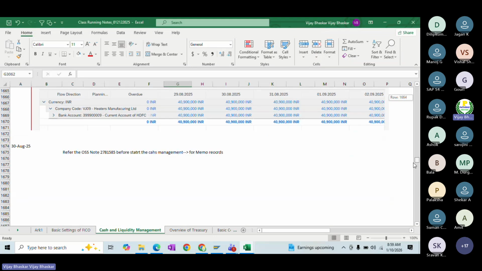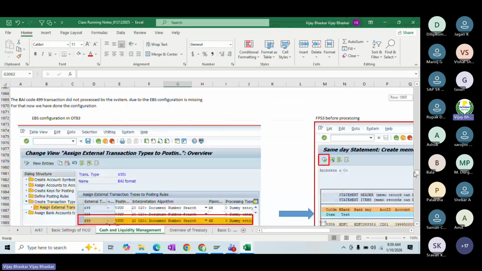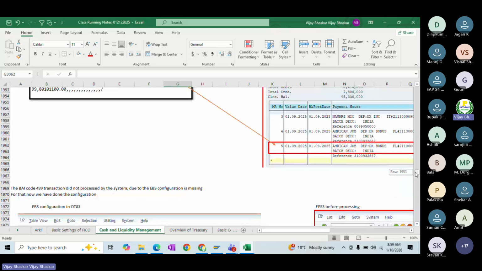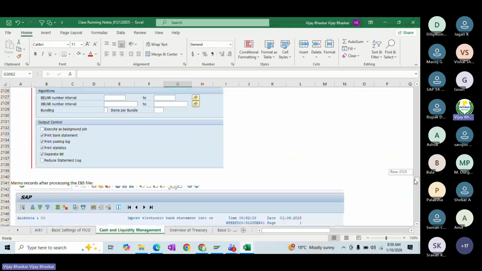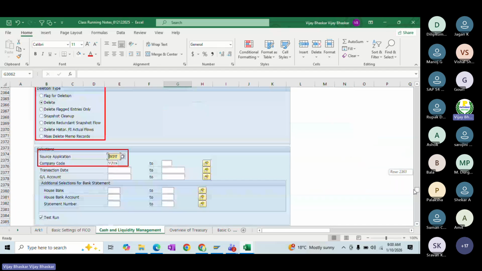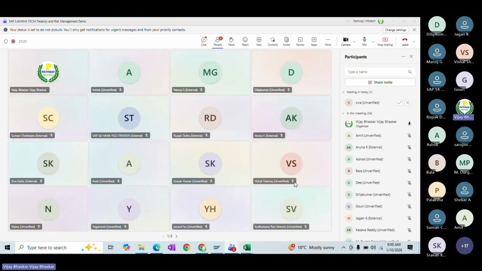You can see the end result, where I have highlighted what would be the input and what would be the output. Cash and liquidity management is one of the advanced concepts which was not part of your ECC system. Each and everything has been explained in detail in the session. The timings for each session I'll come to later. First, let's see this one.